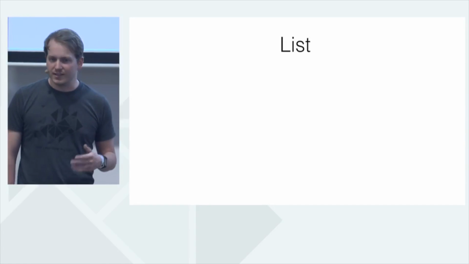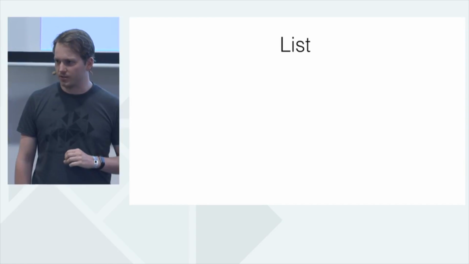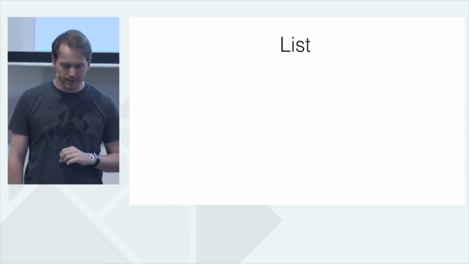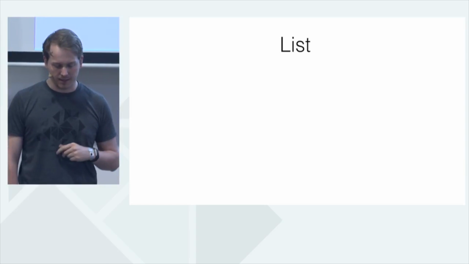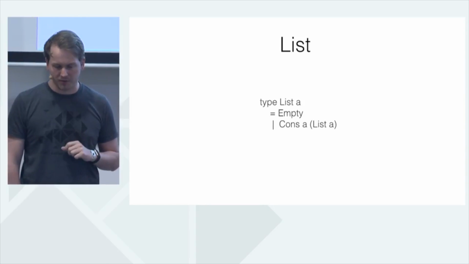So we're going to begin with list. List is the most common data structure in Elm. Anyone who's used Elm has used list in some way. And a list has a very simple implementation. If you were to give it a sum type definition, it would probably look something like this.